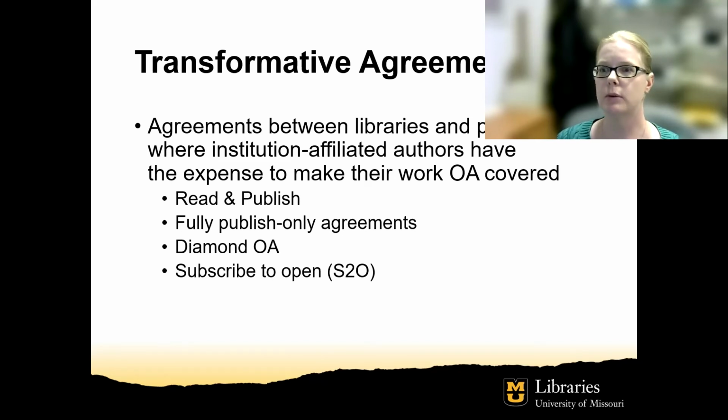And then there really isn't a read part because everything is published open access. And then it's dependent upon the author to pay for that open access charge. There's Diamond OA, which is common in societies or maybe journals that are funded by grants, where the hosting of the journal and the articles is already funded by an outside resource. And so you can publish OA just by merely contributing to that journal.